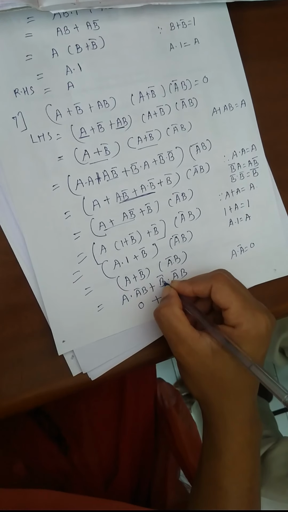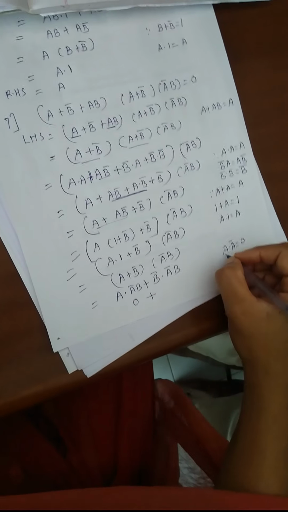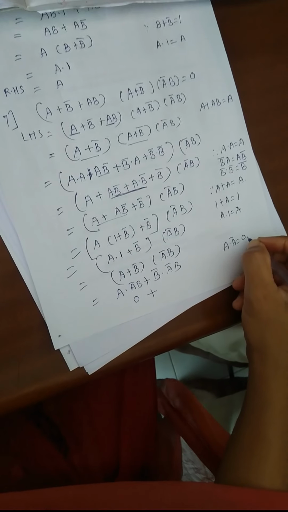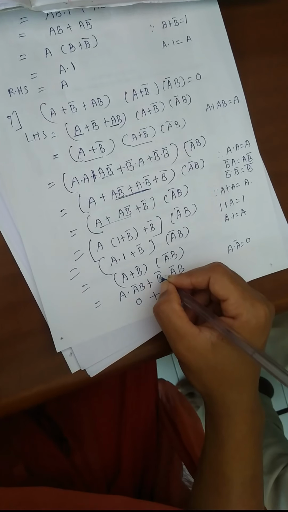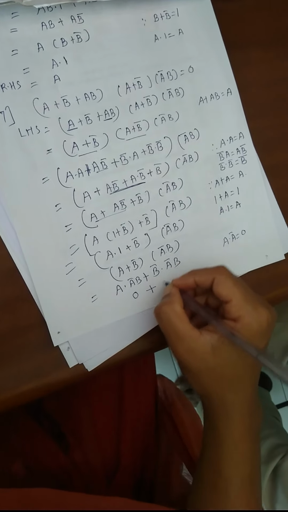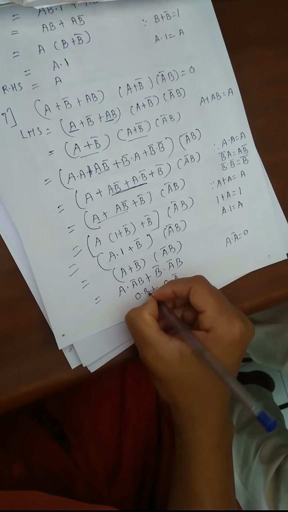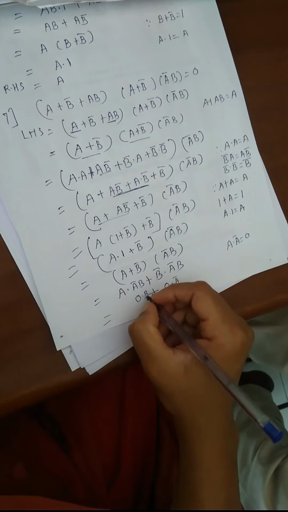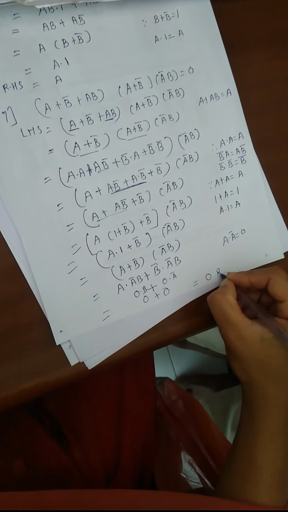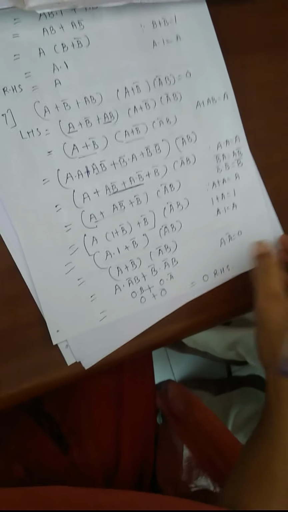Similarly, b bar b means a into a bar is equal to 0. So that term b bar b is represented as 0. So 0 is multiplied to a bar, and this 0 is multiplied to b, so this term is 0, this term is 0, so the total answer is 0. LHS is equal to RHS. This is how we reduce the Boolean expression.